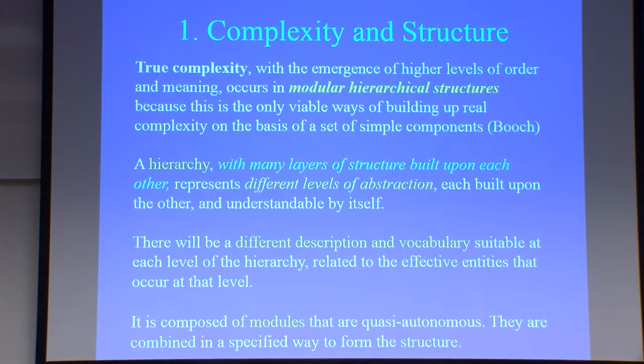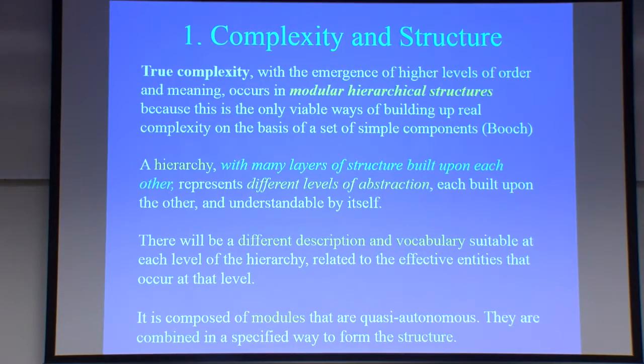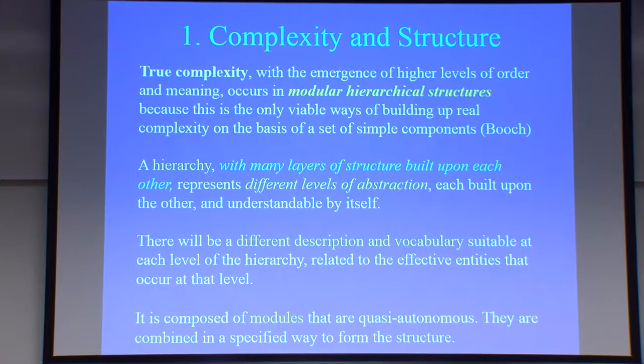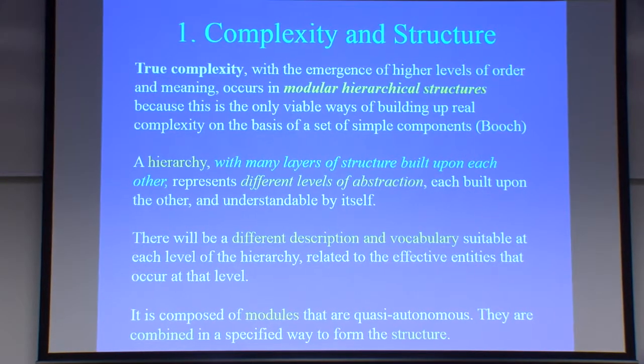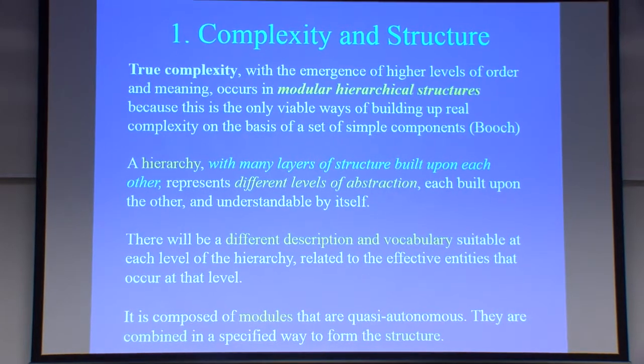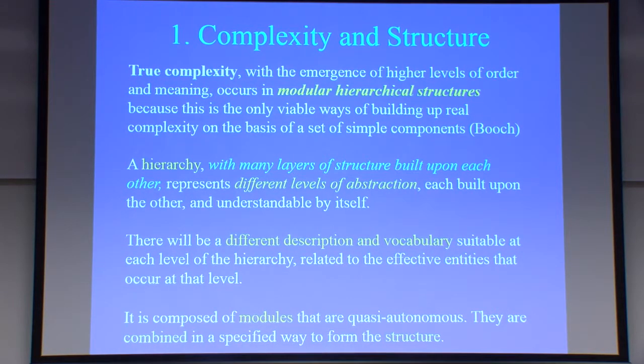True complexity, with the emergence of high levels of order and meaning, always occurs in modular and hierarchical structures, because this is the only viable way of building up real complexity on the basis of a set of simple components. And I did mention this last time. I just want to say a bit more about it now. So the hierarchy, with many layers of structure built upon each other, represent different levels of abstraction, each built upon the other, and each level understandable by itself.